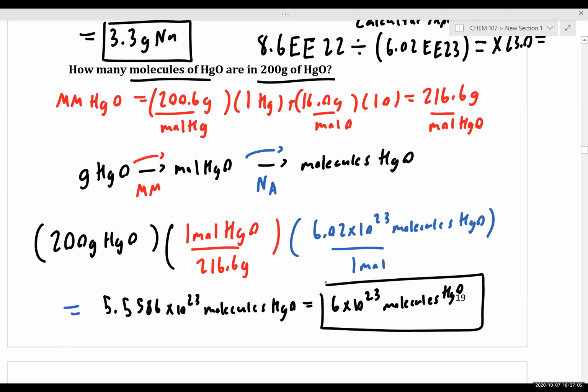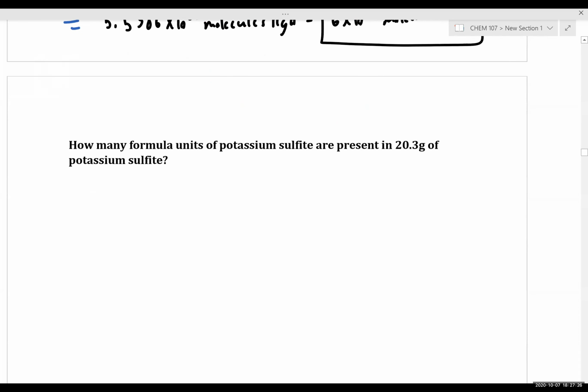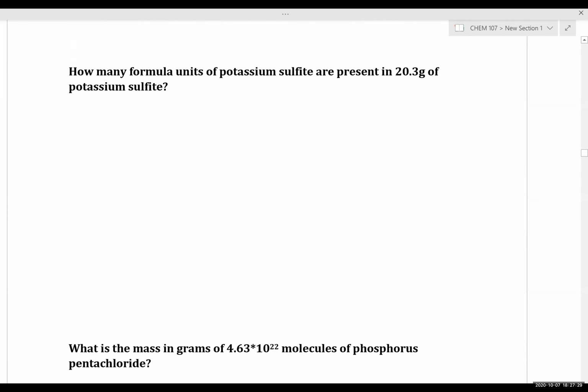Does this question make sense? Does this process of multi-step conversions make sense to everyone? Does this make sense to everyone so far? Perfect. So let's look at some examples where we have to deal with nomenclature. So we're given the name of a compound and we're asked to calculate formula units, moles, etc.